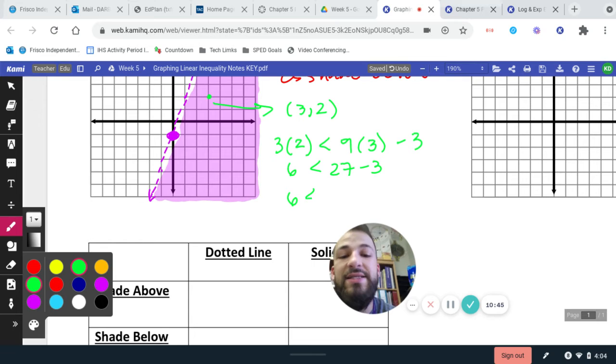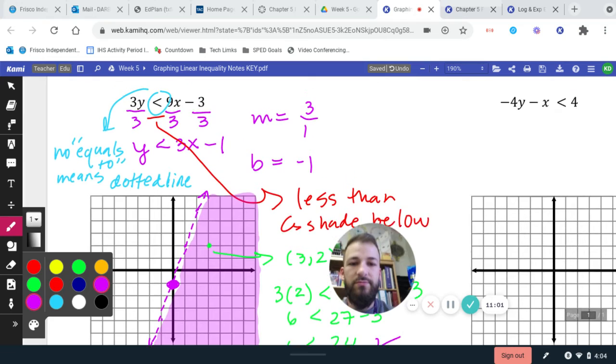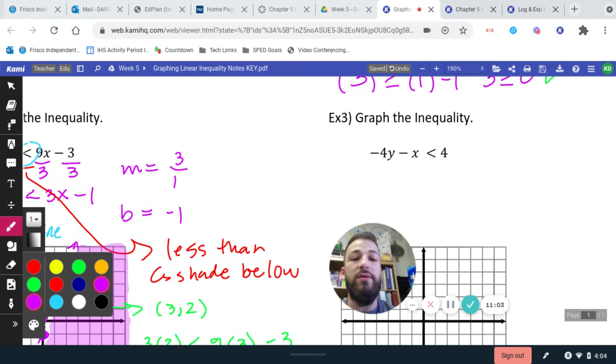So 6 is less than 24. Okay, that statement is definitely true. So I shaded the right part of my inequality. That's a nice little check you can always do if you're unsure if you shaded correctly above or below, and vice versa. Okay, so let's look at one last one.